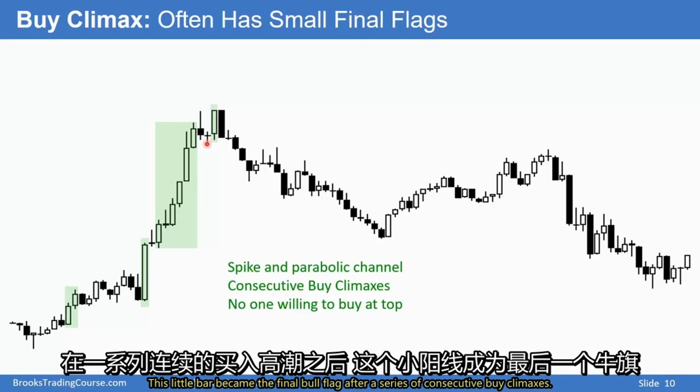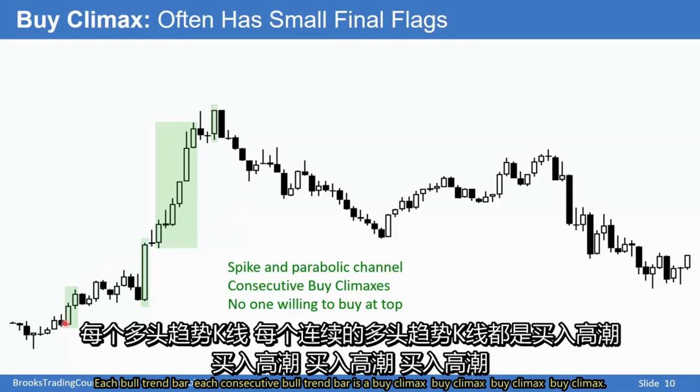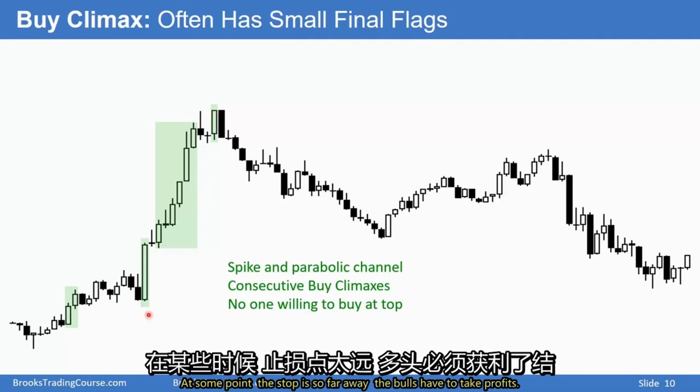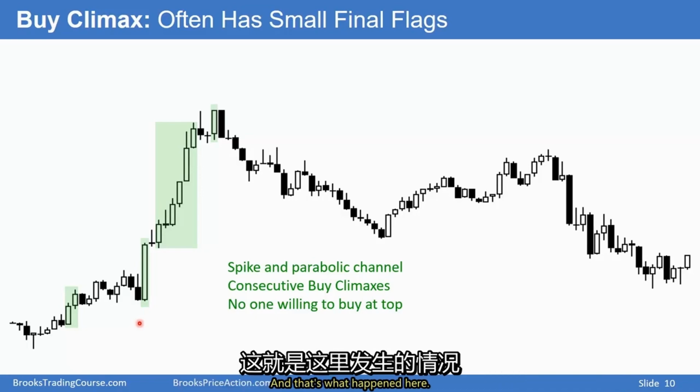This little bar became the final bull flag after a series of consecutive buy climaxes. Each consecutive bull trend bar is a buy climax, buy climax, buy climax, buy climax. Here, a 4-bar buy climax, another buy climax. At some point, the stop is so far away, the bulls have to take profits. And that's what happened here.